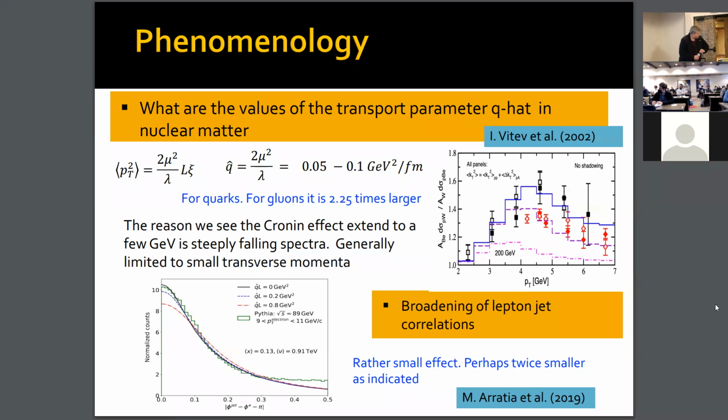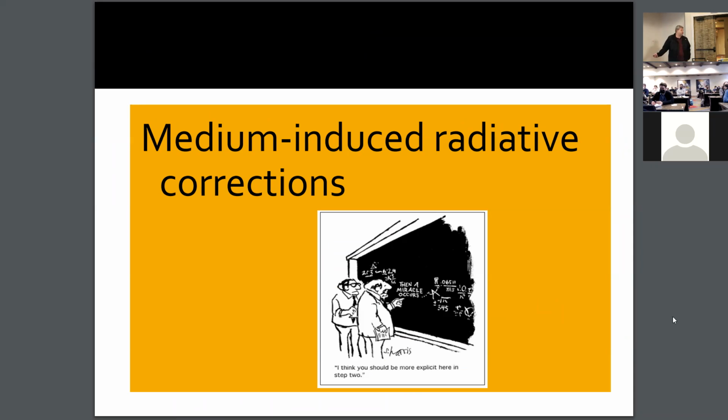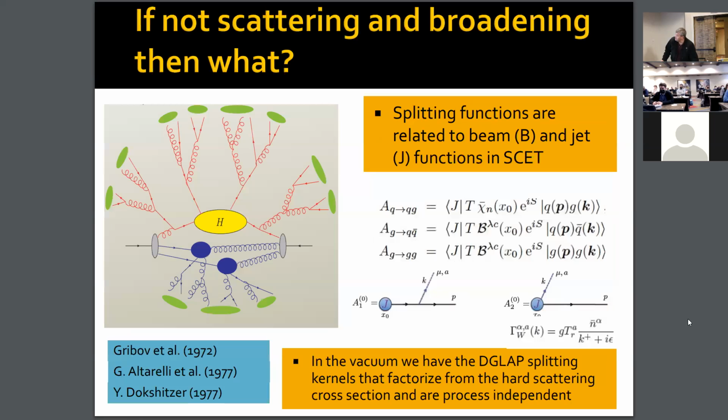That was the plan. And then the question is, well, if the effects of scattering are small, are there any large effects that come from this physics? And the large effects come from the medium-induced radiative corrections. So it's the radiation associated with this multiple scattering that gives the dominant result. Now, let's see what we can do with radiation.